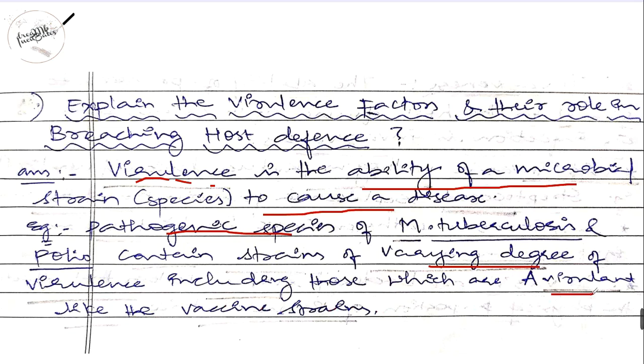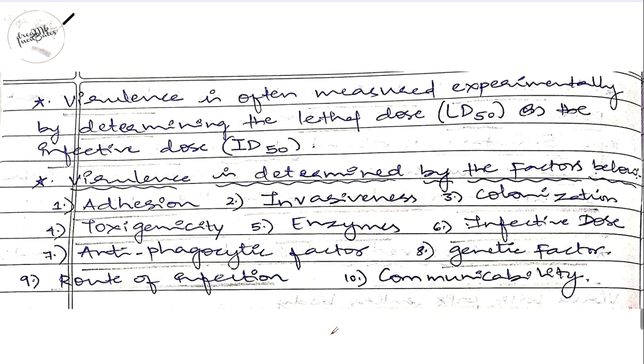Also, avirulent strains of vaccines are also some of the examples that can breach a host defense. Now, the factors which are going to be helpful in determining the virulence are adhesion, invasiveness, colonization, toxigenicity, enzymes, infective dose, antiphagocytic factors, communicability, route of infection, etc.